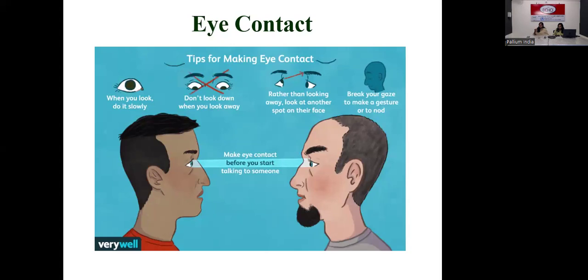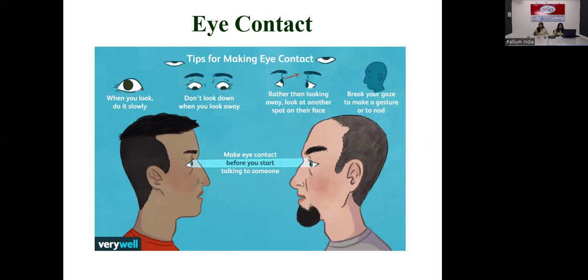For example, it could be the nose, it could be the lips, or somewhere around the face, but not away from the face. So if you want to move your gaze away from the eyes, make sure that you look at some spot on their face itself, rather than looking away. So break your gaze to make a gesture. If you feel like, okay, I have to break this gaze, I have to look away, you can just use the head nods for that.